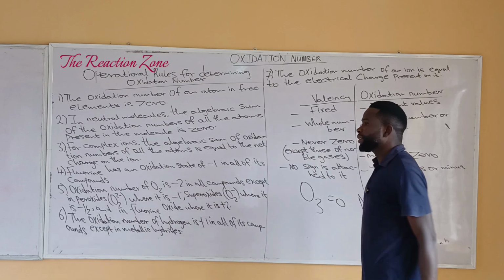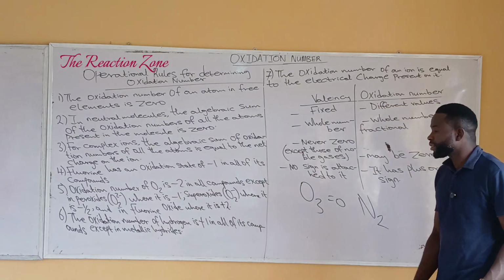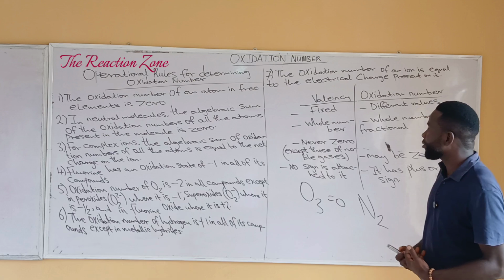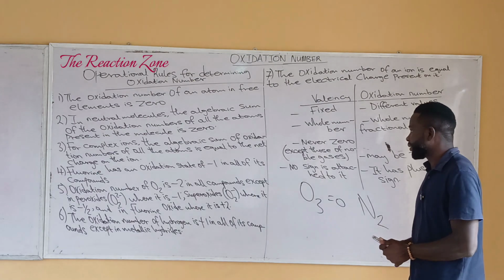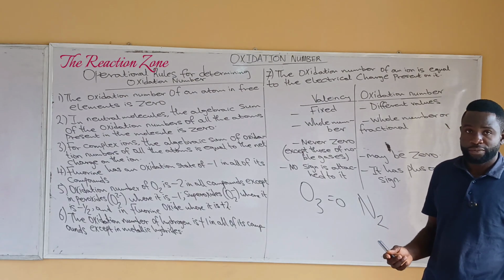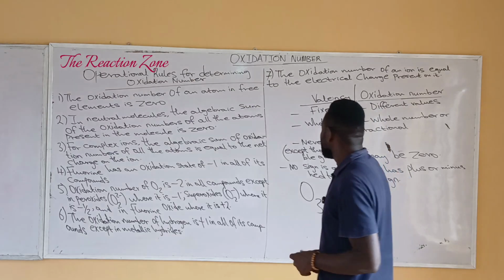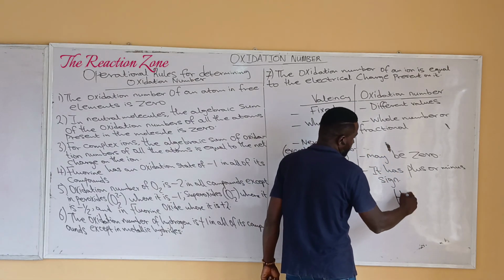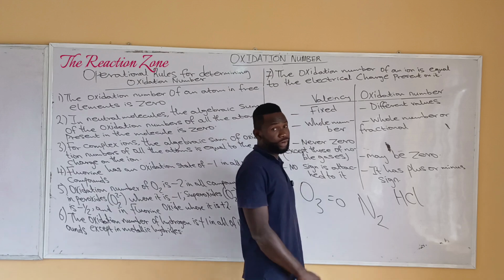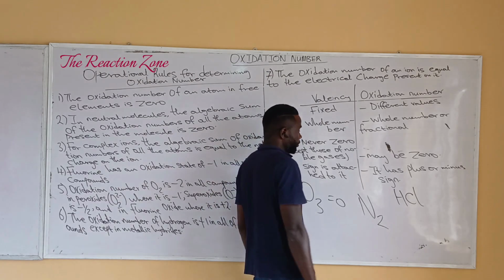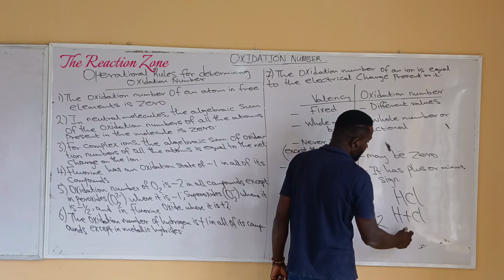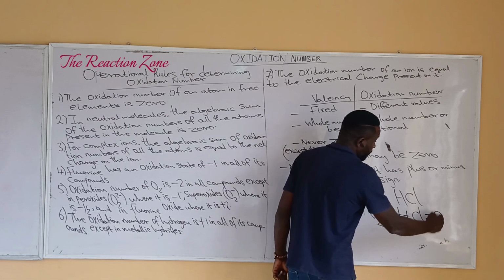The second one is that in neutral molecules, the algebraic sum of the oxidation numbers of all the atoms present in the molecule is 0. Let's take, for example, the molecule of hydrogen chloride. What this rule tells you is that the oxidation number of hydrogen plus that of chlorine, when added, must give you what? 0.